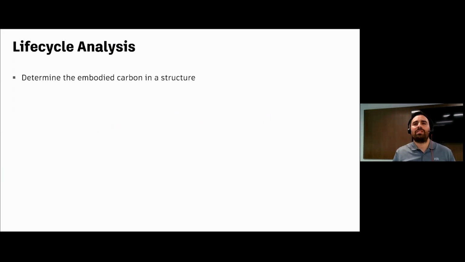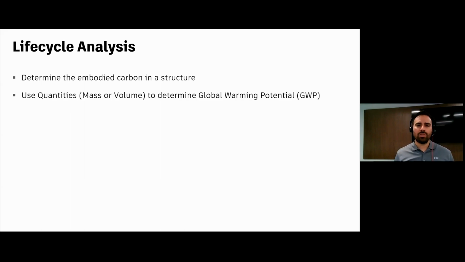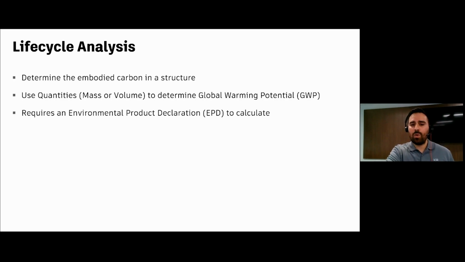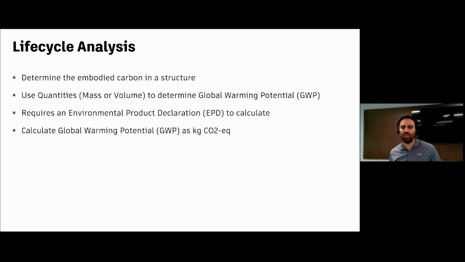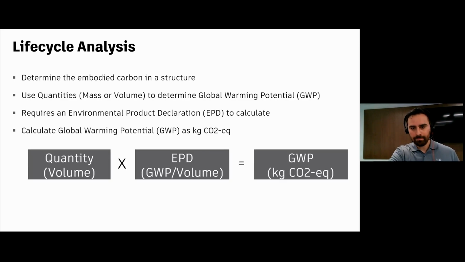All right, so lifecycle analysis. What it does is it determines the embodied carbon in a structure. So it's something that's becoming more prevalent today, something that's more important, something that we're trying to do a better job of in the industry. It uses quantities, so it might be mass or volume, to determine what's known as a GWP, or global warming potential. It does require an environmental product declaration, also known as an EPD. So I'm going to throw a few acronyms out here, so bear with me. In the end, we get a global warming potential, and that's known as a GWP, and it has units kilogram CO2 equivalent.